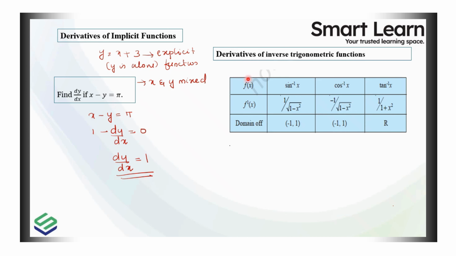So 1. Here are some important derivatives of inverse trigonometric functions. Sine inverse of x is 1 by root of 1 minus x square. Cos inverse of x is minus 1 by root of 1 minus x square. Tan inverse of x is 1 by 1 plus x square. Cot inverse x is minus 1 by 1 plus x square. Cosec inverse of x is minus 1 by modulus of x into root of x square minus 1. Sec inverse of x is 1 by modulus of x into root of x square minus 1. These are the important formulas.